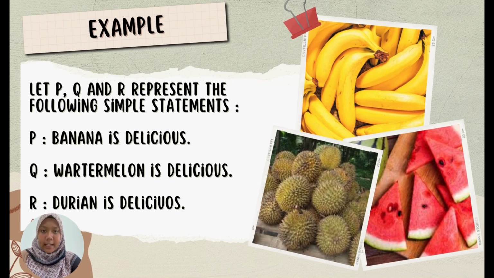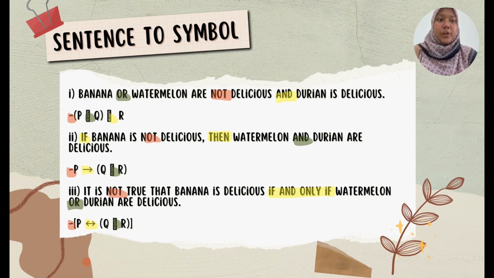For the second example, which is sentence to symbol, the question is, let P, Q and R represent the following simple statements. P for banana is delicious, Q watermelon is delicious, R durian is delicious. Okay, the question is, banana or watermelon are not delicious and durian is delicious. The answer in symbol is not open bracket, P or Q, close bracket, and R.